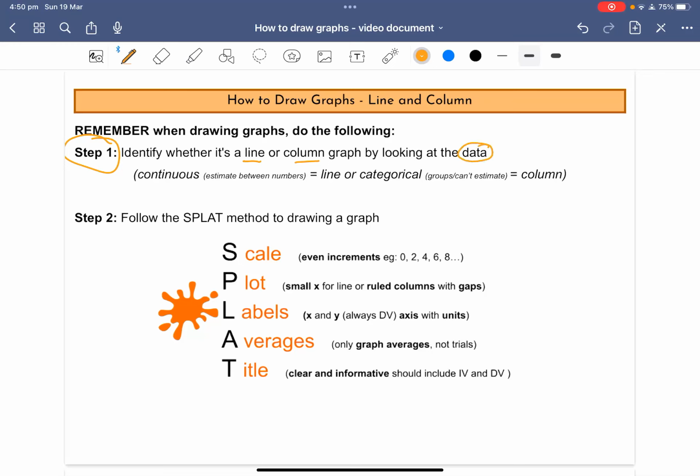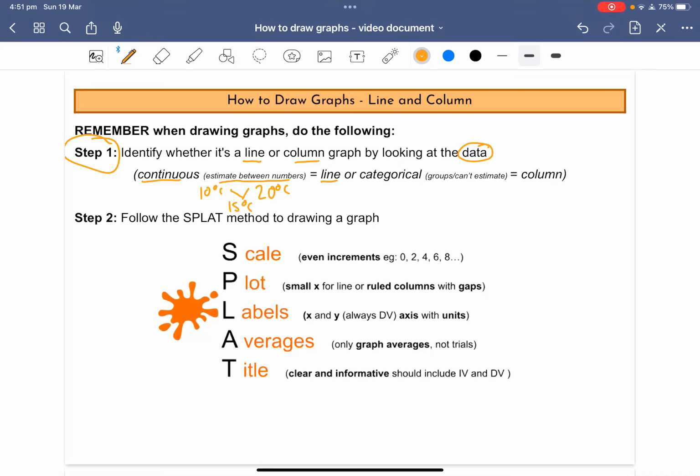Now, if the data is continuous, then you use a line graph. But you might be asking, what does continuous data mean? It means anything you can estimate between every single one of your data points. That's often numbers. So for example, 10 degrees Celsius and 20 degrees Celsius. That's continuous data because there's something that exists between that, which is 15 degrees Celsius.